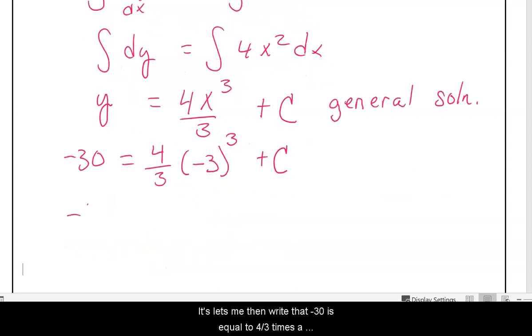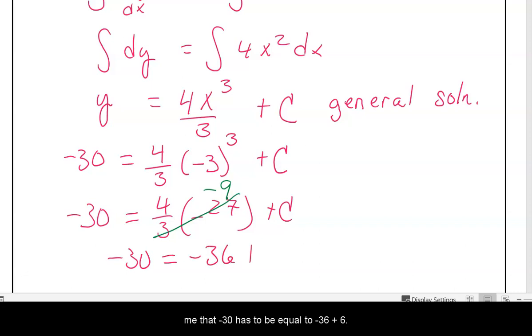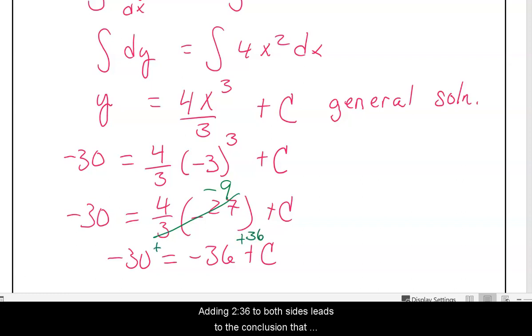This lets me then write that -30 is equal to 4/3 times -27 plus c. Since -27 divided by 3 would lead to -9, this tells me that -30 has to be equal to -36 plus c. Adding the 36 to both sides leads to the conclusion that c must be 6.